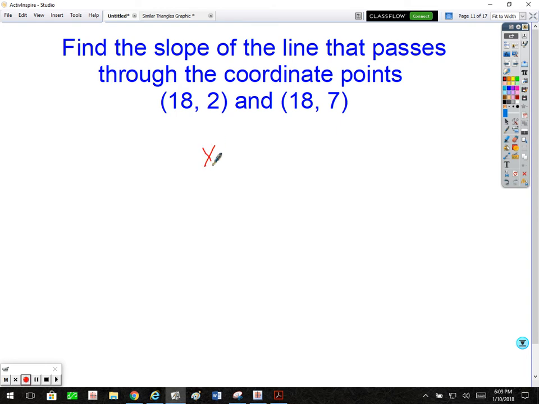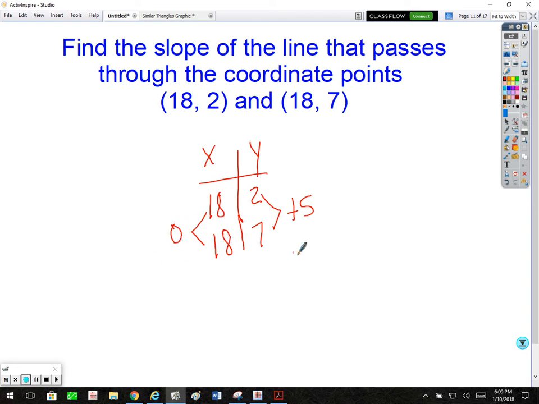Well, if I put in my x and I put in my y, I have 18 and 2 and 18 and 7. Remember, this pair is here and this pair is here, right? Well, if I started at 2 and I went up, I added 5, or 7 minus 2 gives me 5. And same thing here, 18 to 18 is 0, or 18 minus 18 is 0. Well, this time I have my rise over my run gives me 5 over 0.